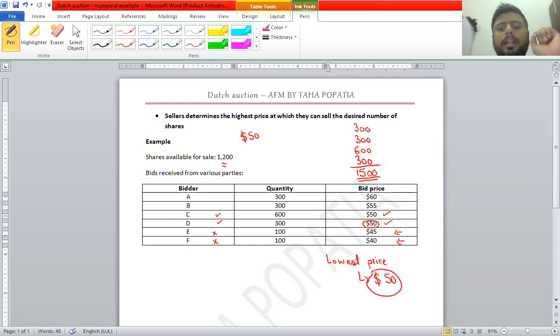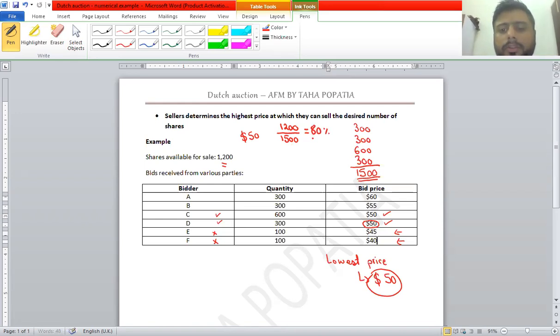By tie, I mean that C is willing to purchase 600 shares for 50 and D is also willing to purchase 300 shares for 50. Although A and B were above them, C and D have a tie. So what you do is write shares available divided by total shares possible that can be sold. So 1200 divided by 1500 will give us a percentage, which means 80%.